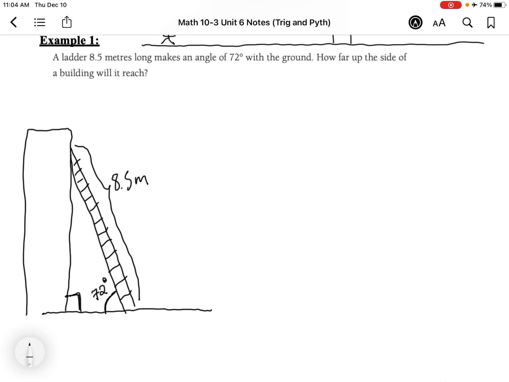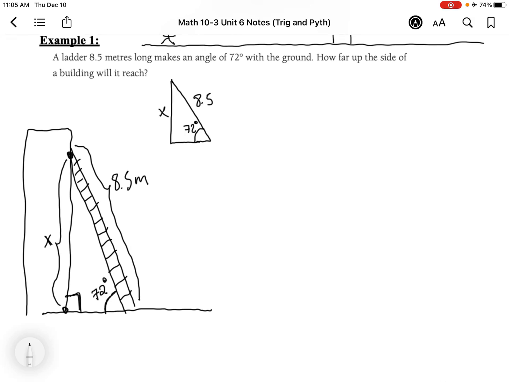Okay, the question is, how far up the side of the building will it reach? So how far up the side of the building, that's this distance here, will it reach? We want to know this. Okay, so some people don't have to, but you may want to just redraw this triangle without all of this extra stuff in there. So here's my 72 degrees, here's my 8.5, and here's my x.